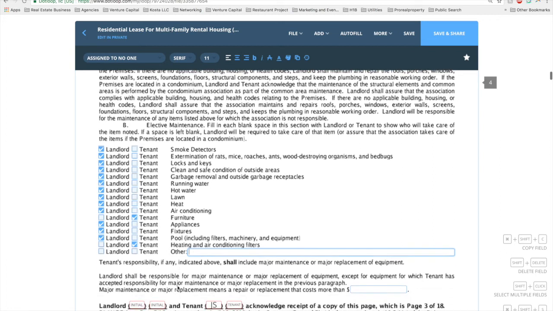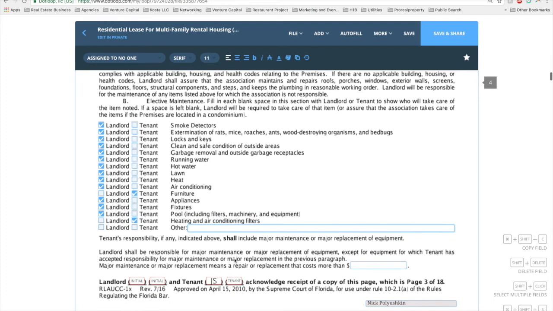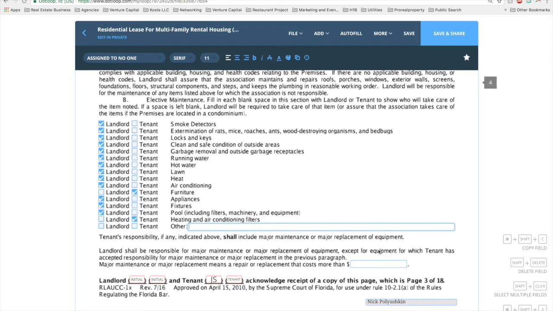Tenant's responsibility, if any indicated above, shall include major maintenance or major replacement of equipment. Landlord shall be responsible for major maintenance or major replacement of equipment, except for equipment for which tenant has accepted responsibility for major maintenance or major replacement in the previous paragraph. Major maintenance, major replacement means repair or replacement that costs more than, we had written, $100 in the contract to lease, but let's go back and double check.